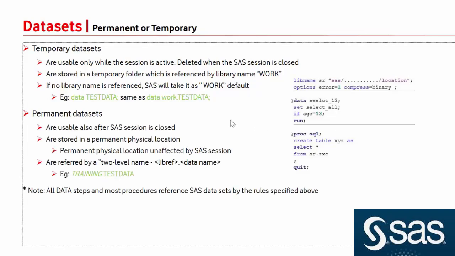Whereas permanent datasets are stored in a permanent location, which we can refer to in a new session. So there is no need to generate them again. To call them, we need the library name and dataset name. We are referring with a two-level name.